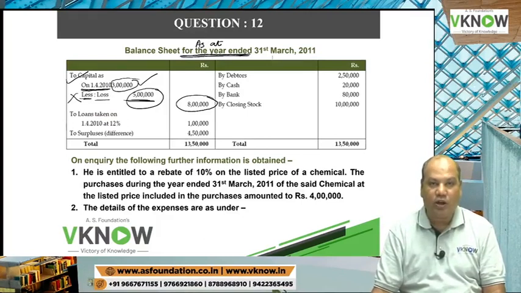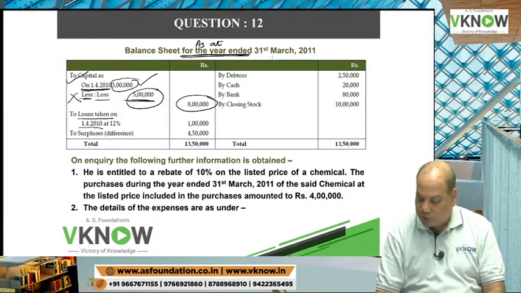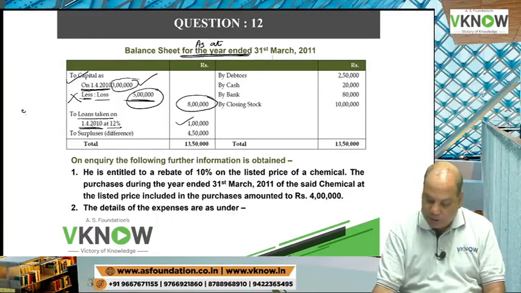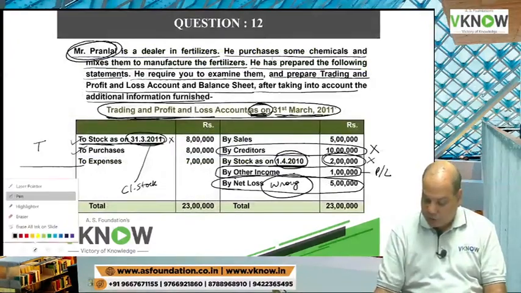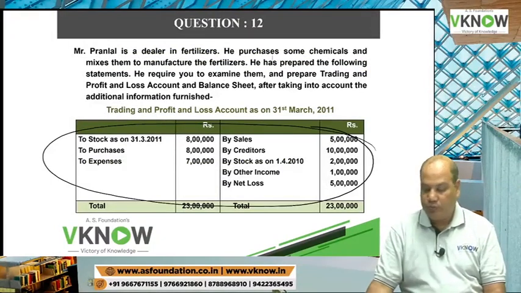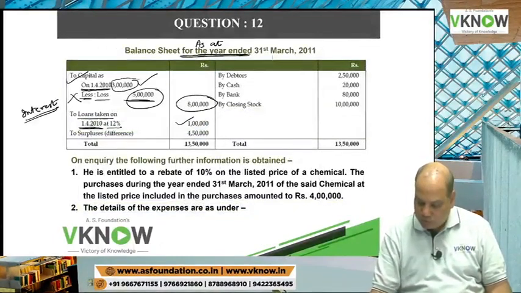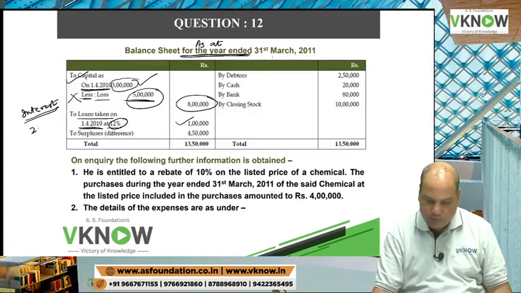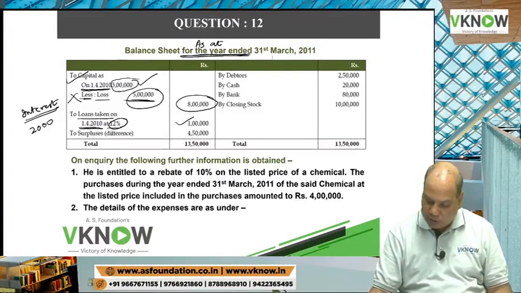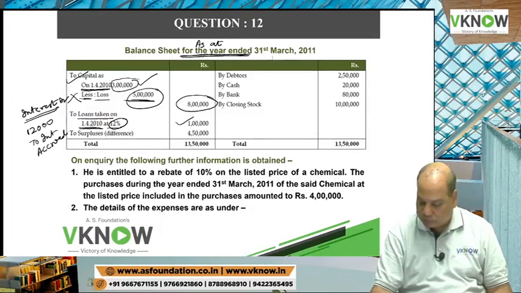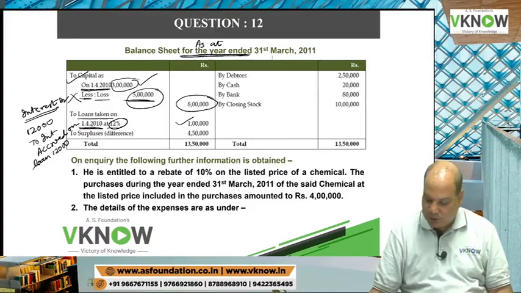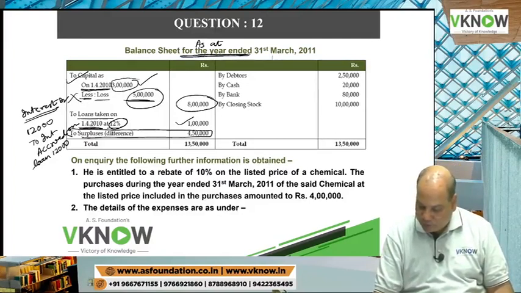We have to calculate the correct profit or loss. Then loan taken on 1st April 10 at 12%. This is a loan, but interest is not appearing. See in the P&L account, can you locate any interest here? No. So he has not provided for interest. So what we will do, we as students will have to provide for interest on 1 lakh at 12%. So that is 12,000. Entry would be interest account debit 12,000 to interest accrued on loan 12,000. And then surplus difference 4,50,000.